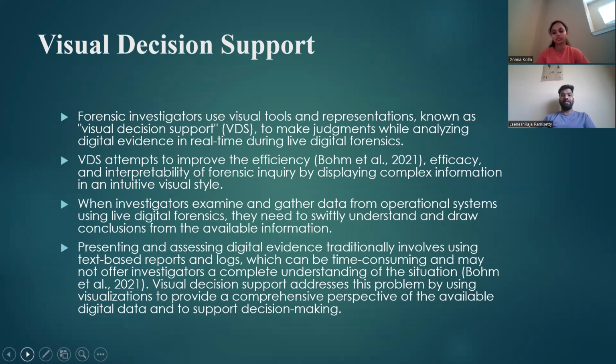Presenting and assembling digital evidence traditionally involves using text-based reports and logs, which can be time-consuming and may not offer investigators a complete understanding of the data. Visualizations provide a comprehensive processing of the available data to support decision making.